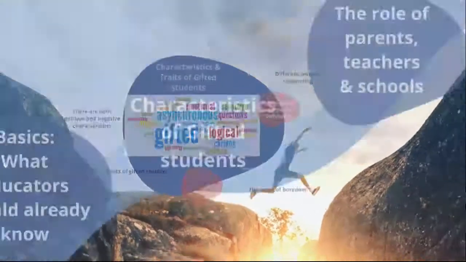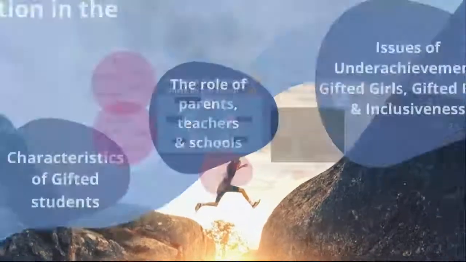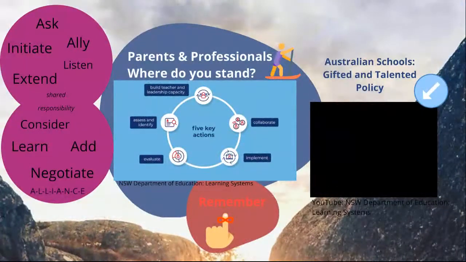Okay, so moving on to the role of parents, schools, and yourself as a teacher. This is a really good acronym, ALLIANCE. You can see there to the left, and this stands for allies, or ally. So parents and teachers should ally together to talk about concerns. Also listen to what parents have observed about their child, and for them to listen to the teacher as well.